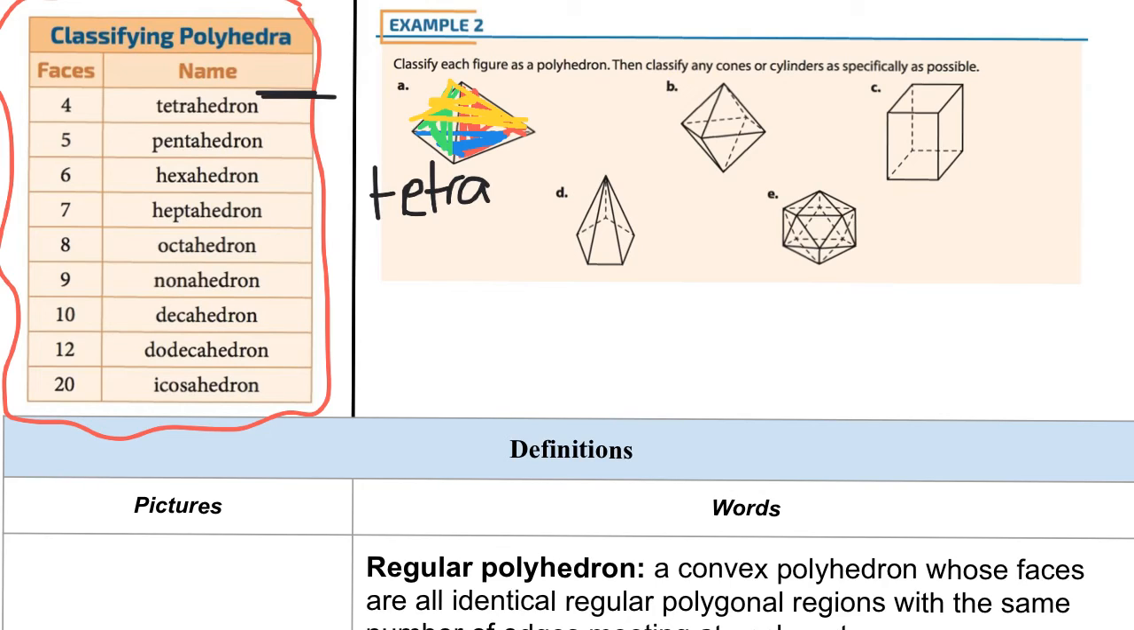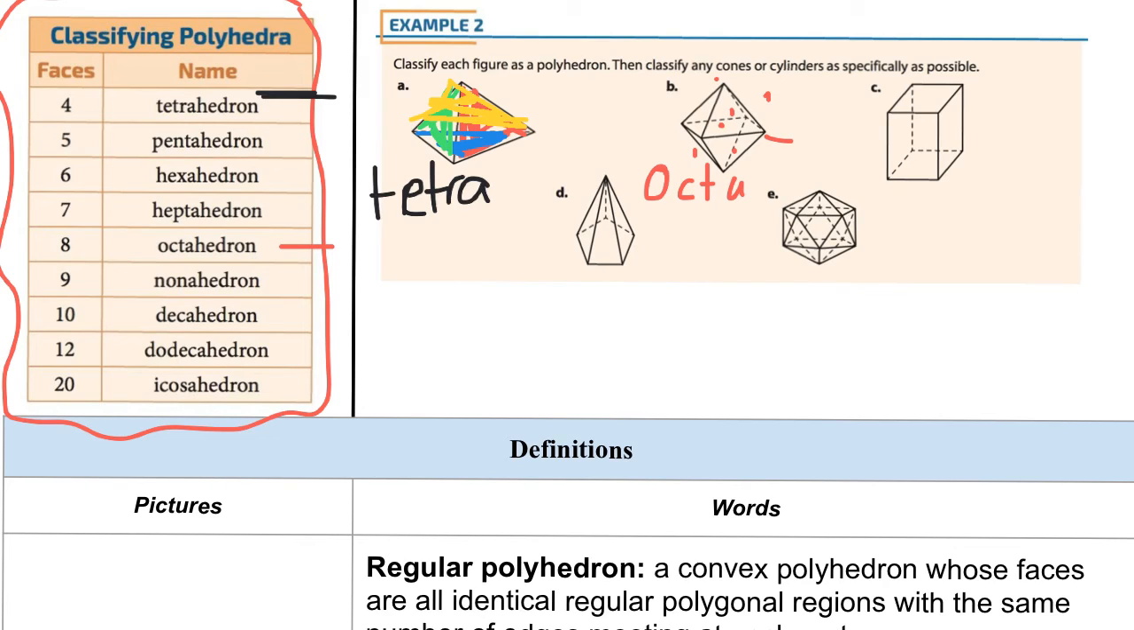B looks like 2 triangular pyramids stuck together. So once again, if we look at the different number of sides, we've got 1, 2, 3, 4, 5, 6, 7, 8. So we have 8 faces. If we have 8 faces, it's an octahedron. I'm just going to write octa.